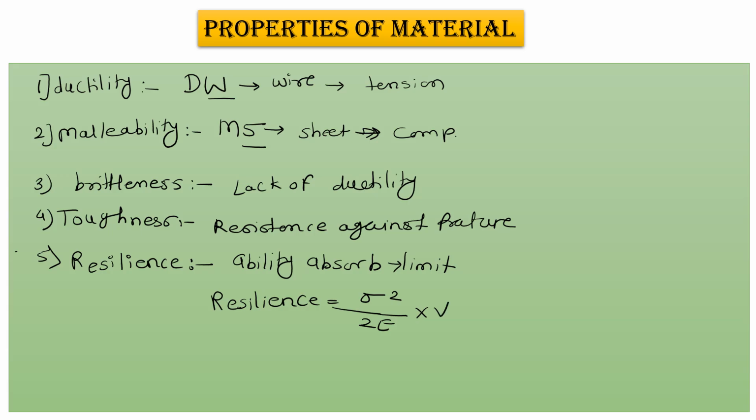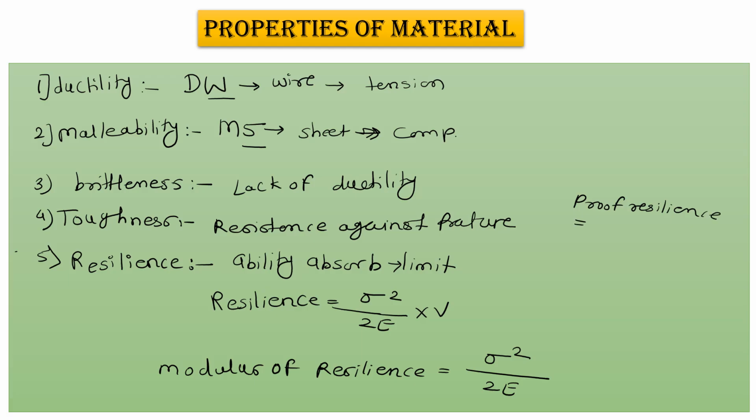Okay. And then modulus of resilience. Modulus of resilience is resilience per unit volume. So for modulus of resilience, the formula is sigma square divided by 2E. Then next is proof resilience. Proof resilience is nothing but the maximum value of resilience. So this is the formula for the proof resilience, where this is Y.